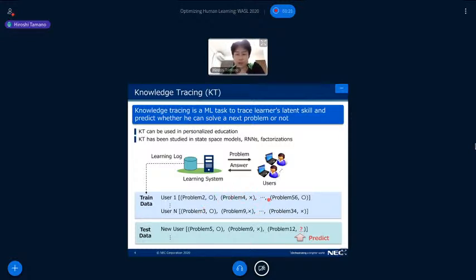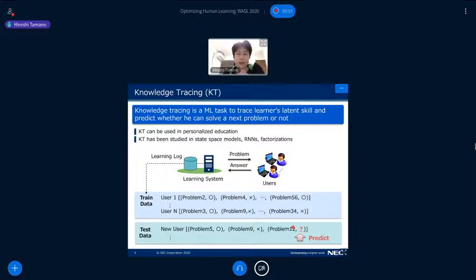Knowledge tracing trains a predictive model, and then once we have a new user, knowledge tracing predicts the future response. For this user, who tried problems number 5 and 9, what will the future response be? Knowledge tracing predicts whether he can solve this question or not. Knowledge tracing can be used in personalized education, such as recommending the next question you should solve.